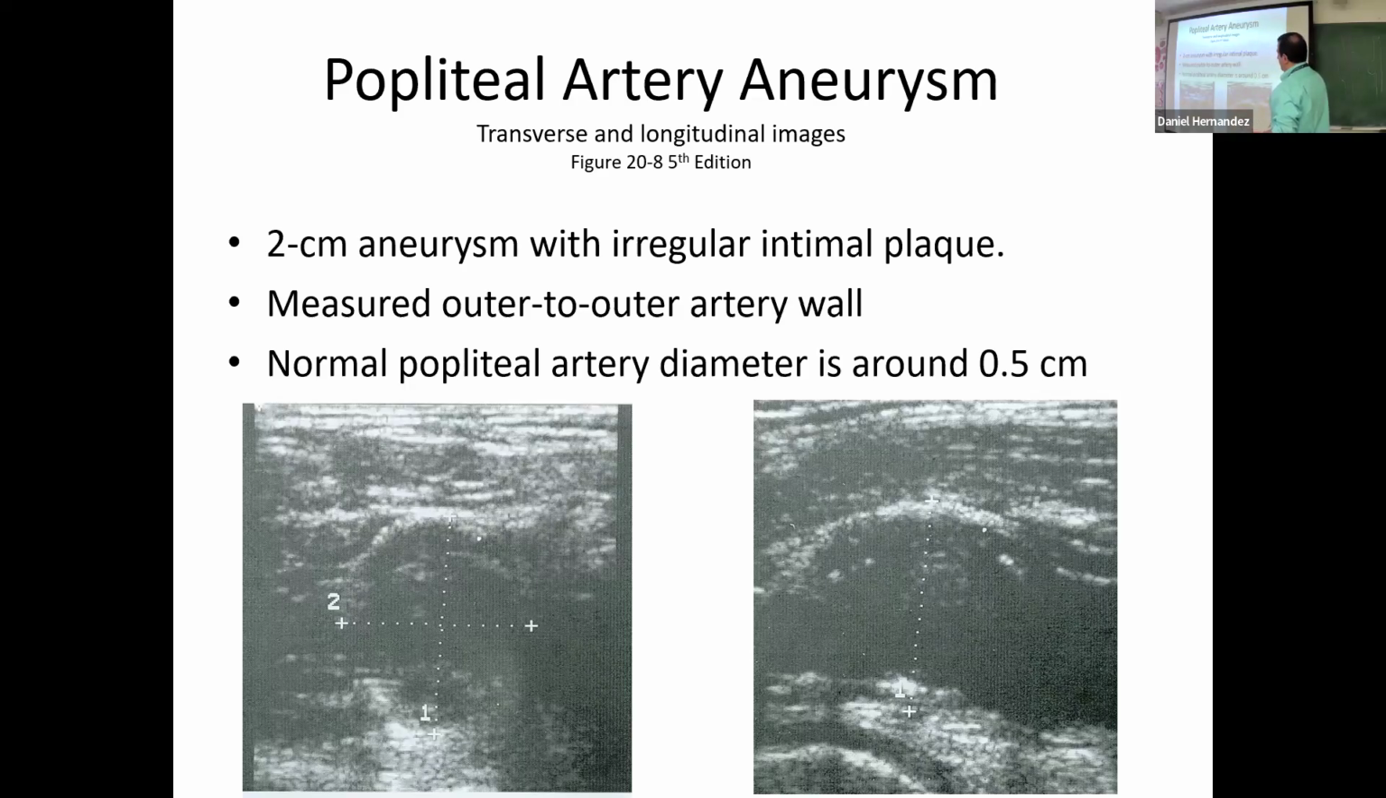So this was showing a 2-centimeter aneurysm with a regular intimal plaque. And when we measure aneurysms, we're always going to measure outer to outer. So we want to measure the outer wall of that vessel to the outer wall of that vessel. So that's something we also want to take into consideration. Arteries and aneurysms are always measured outer to outer. So in this case, normal popliteal diameter is around 0.5 centimeter. So they were measuring here 2 centimeters, so that's 4 times the normal size.